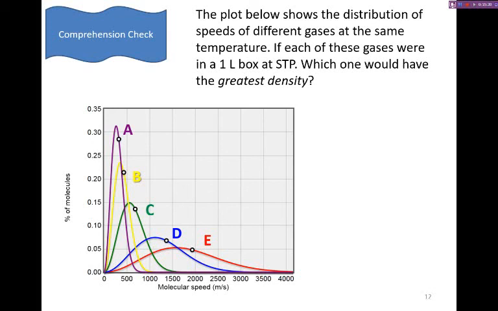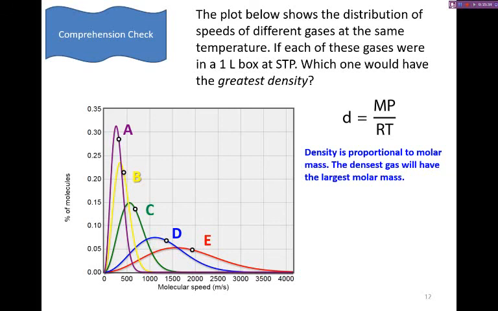Welcome back. So, density is proportional to the molar mass. We know that the most dense gas is going to have the largest molar mass. And we also know that the RMS speed is related to the molar mass, but it's inversely related.